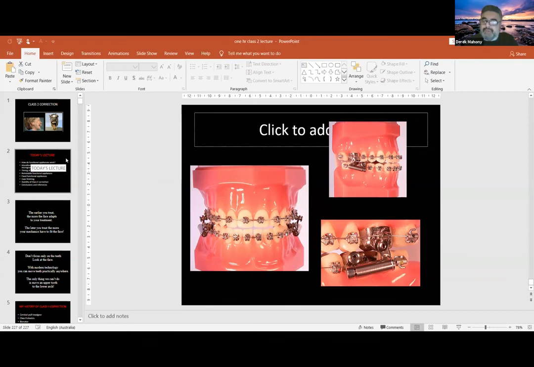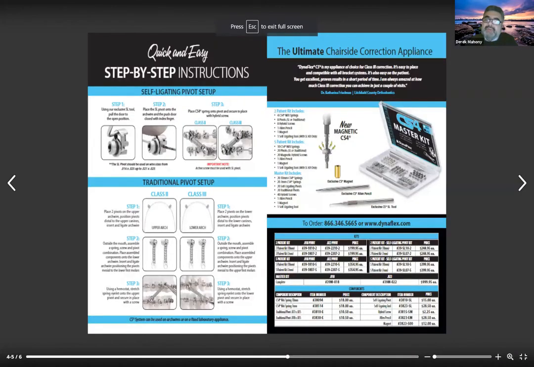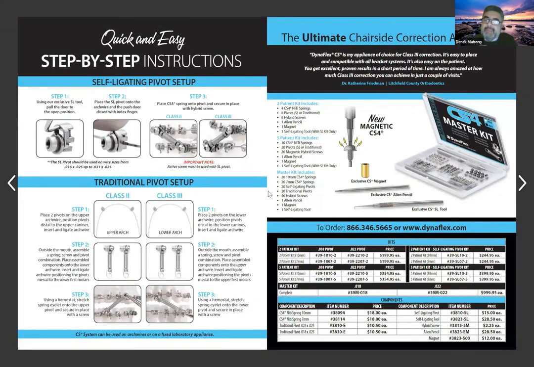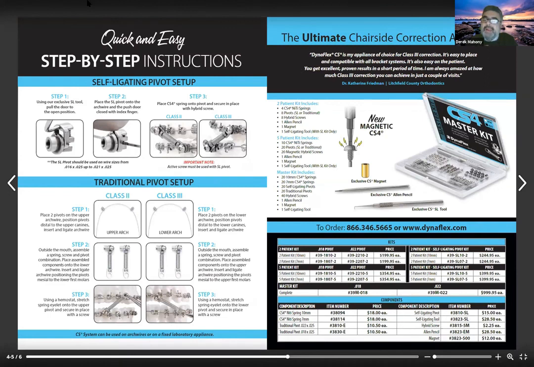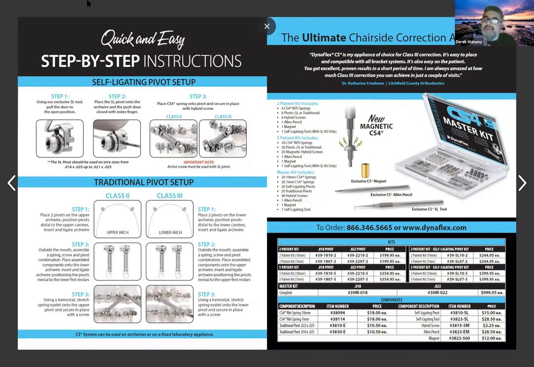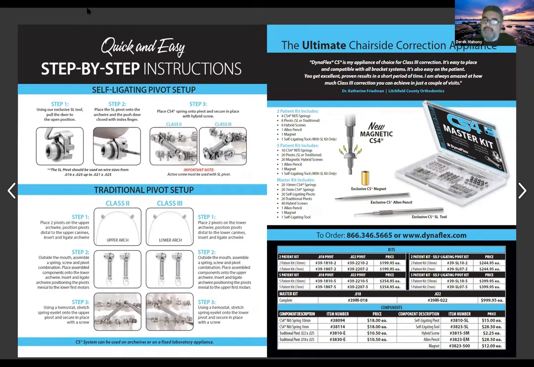I used to use the Forsus appliance from Unitek, but I found the Forsus used to break a lot of lower brackets the way it's put. The CS4 is very, very easy. It's got a ball joint that slides onto the upper and lower wire, and then you connect it. You use it for class 3 and class 2. It's very, very nice. But of course, it does cause a lot of lower incisor proclination. So before you fit it, you need to have good anchorage control and a lot of negative torque in your wire, which is normally TMA or stainless steel.